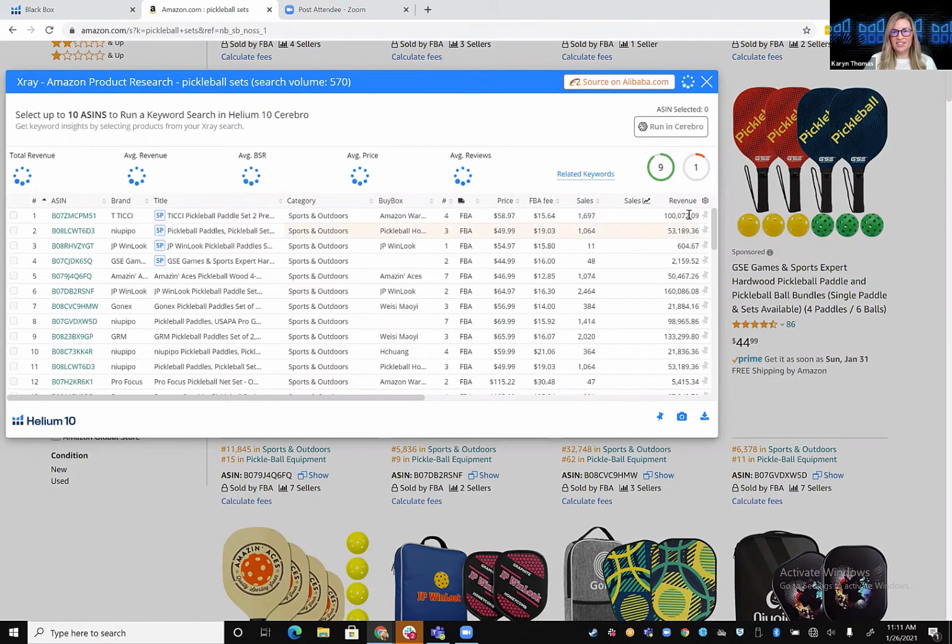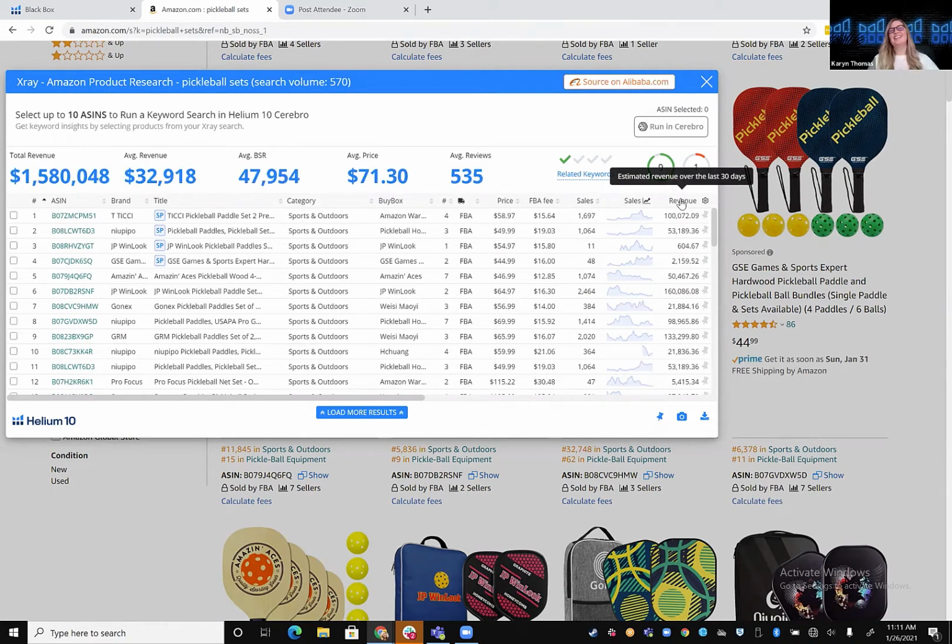But it's always interesting to see. I mean, this is crazy. This particular listing is doing $100,000 a month in pickleball sets. Isn't that crazy? This one's doing 160,000, which is so cool. So these are the type of products you want to be dominating. Obviously this is a competitive niche, but it's always fun to see people that are doing super well.